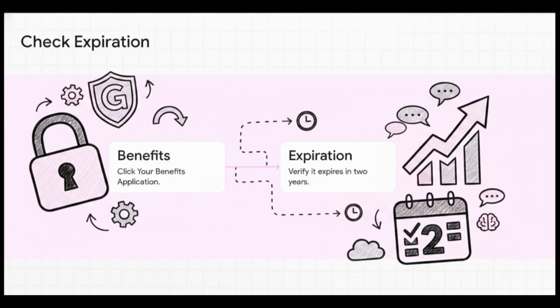Okay, so we're going to build our foundation here, which is the GitHub Student Developer Pack. This is basically your master key for this whole shebang. If you don't have this pack yet, just apply for it on GitHub using your student credentials. Once you're in, you need to make sure your key is actually valid. So log into your GitHub account, head to your settings, and click your benefits application. What you're looking for is to verify that it expires in almost exactly 2 years.